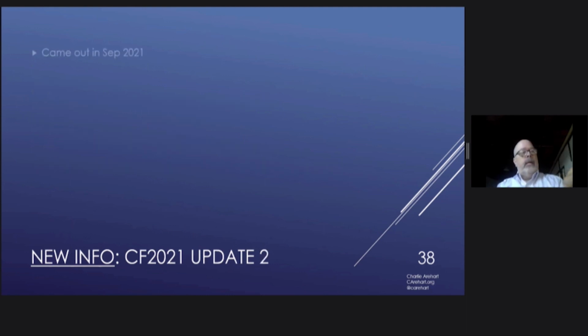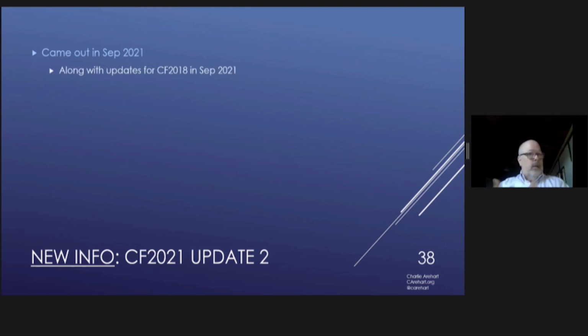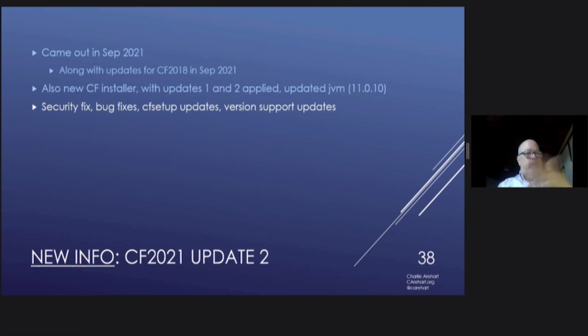Then update 2 came out in September of this year, and it also had an update for 2018. And it would, by the way, incorporate update 1. So they're cumulative. You just do the latest one. And they also came out with a new CF installer, which had CF 2021 updates 1 and 2 pre-installed, and the JVM updated. And that's nice. And this update in 2021 also added security fixes, bug fixes, some updates to CFSETUP, and more new version features.